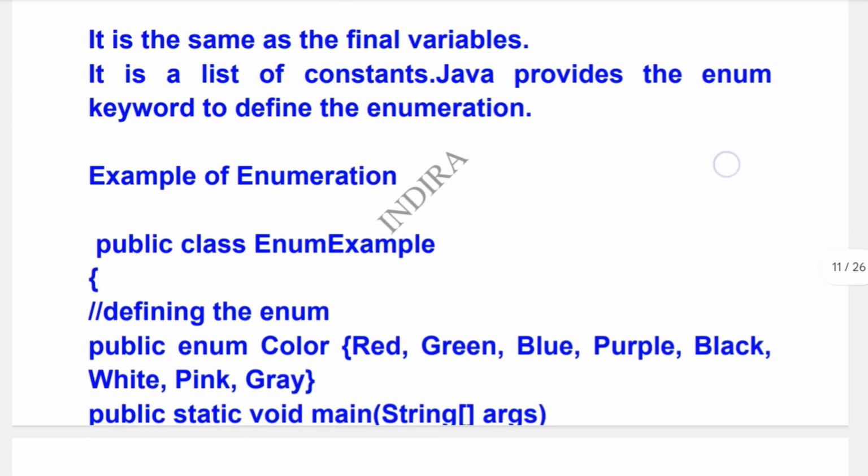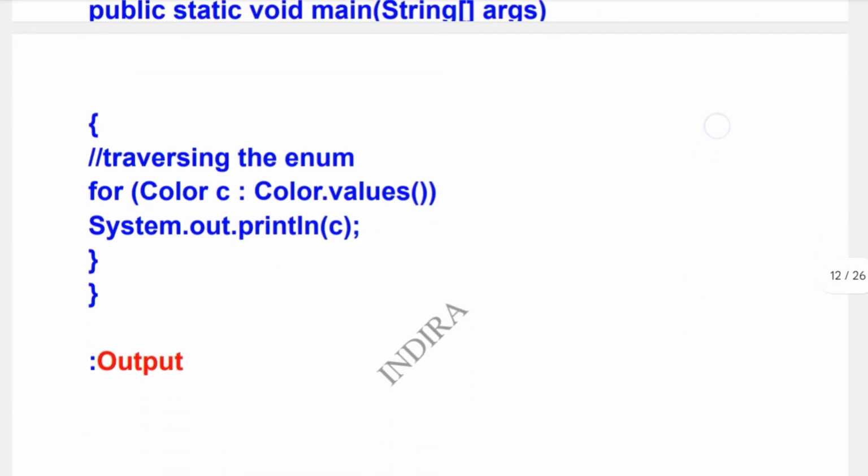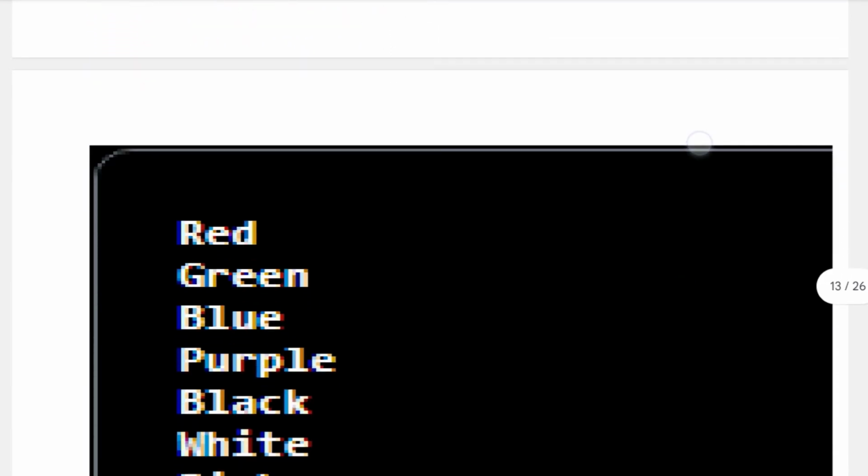So, an example for enumeration and the output for that enumeration.